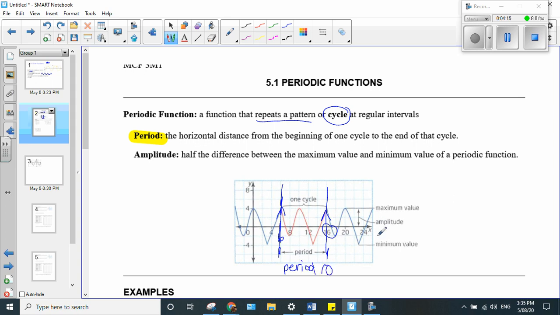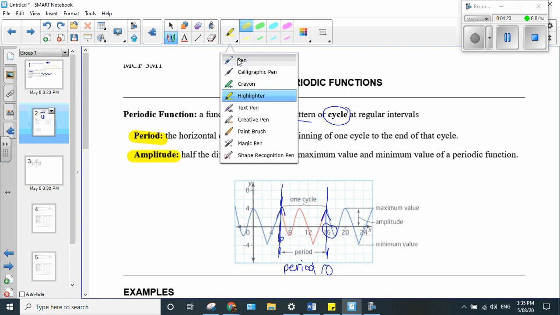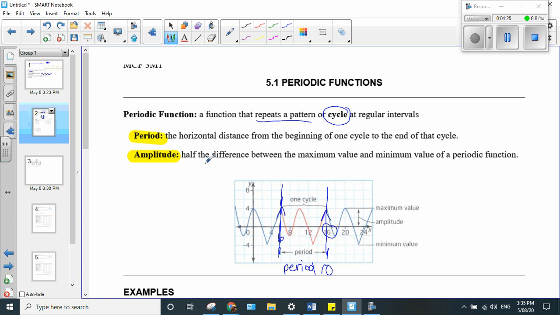Whatever units those are, it doesn't specify. So another keyword, another new word that we will see a lot is the amplitude. Instead of going horizontally, the amplitude goes vertically, and it is half the distance, or half the difference, between the maximum value and the minimum value.